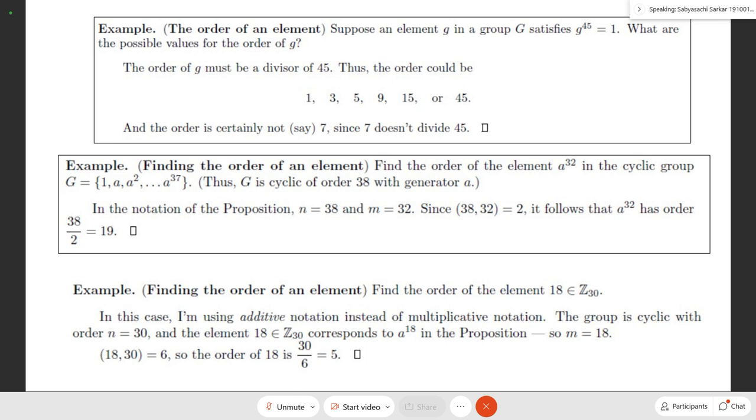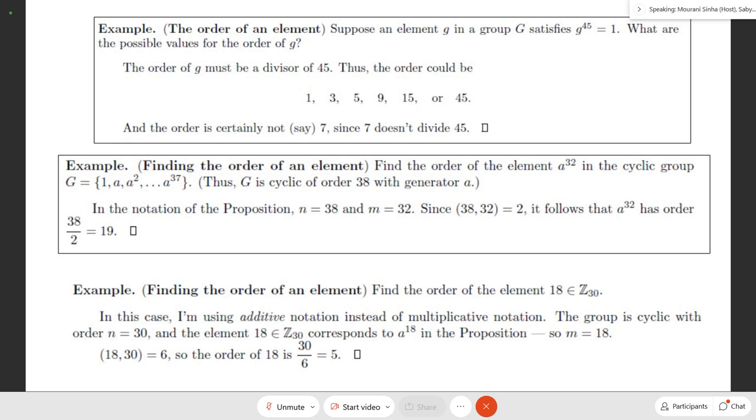So here we're finding the order of the element 18. You have to find how many times we operate 18 with the operator, here plus, meaning addition modulo 30, so that we get the identity element, that is 0.